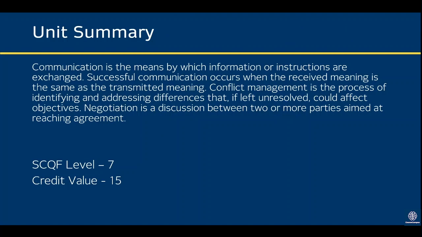In the unit summary, it gives a description, explains that communication is the means by which information or instructions are exchanged. Successful communication occurs when the received meaning is the same as the transmitted meaning. Conflict management is the process of identifying and addressing differences that, if left unresolved, could affect objectives. Negotiation is a discussion between two or more parties aimed at reaching an agreement. This unit is SCQF Level 7 and there's 15 credits for completing this unit.